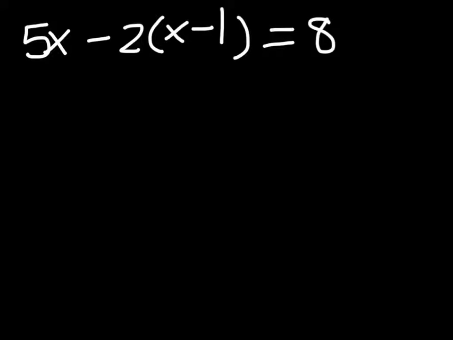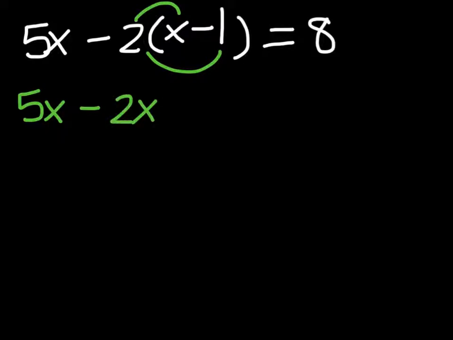What if, after distributing, we end up with extra terms? Let's work through a problem that has us combine like terms after distributing. We'll begin this problem by rewriting 5x and then distributing our 2 to x and -1. -2 times x will give us -2x. -2 times -1 will give us +2. And that all equals 8.